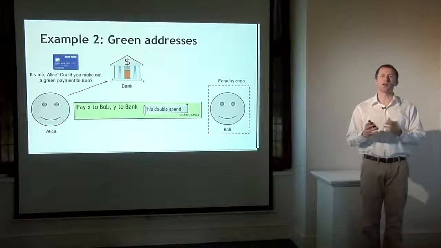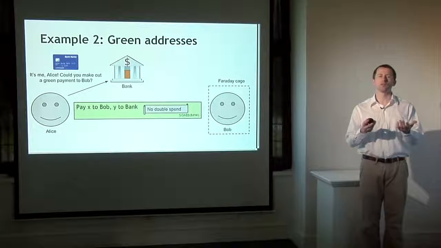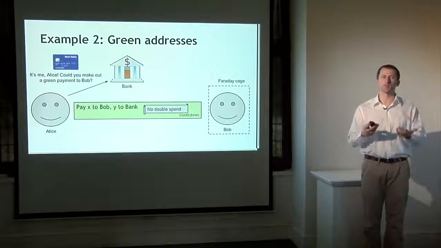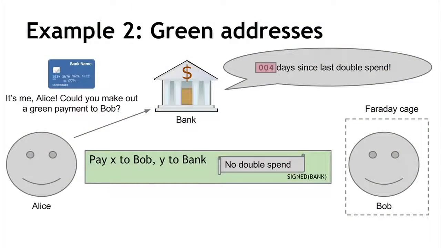Now notice that this is not a Bitcoin enforced guarantee. This is a real-world guarantee. So Bob has to trust that the bank in the real world is doing a business and cares about their reputation and won't double spend for that reason. And the bank will be able to say, you can look at my history, I've been using this green address for a long time and I've never double spent, therefore I'm very unlikely to do so in the future. Of course, if the bank ever does double spend, trust in this whole system is going to collapse pretty quickly.